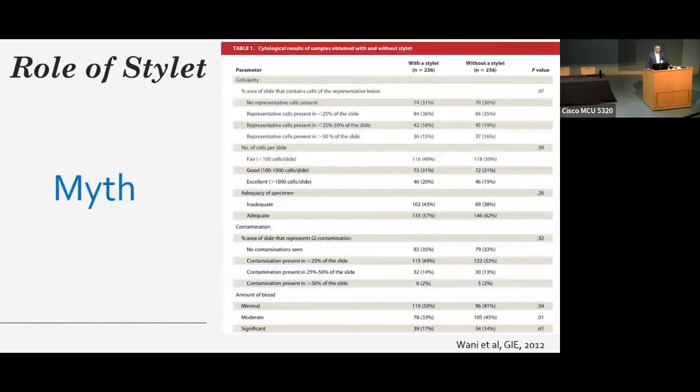So role of the stylet, actually we don't have strong evidence that the stylet makes any difference. So stylet versus no stylet. This is a very large study, 236 patients in each arm. And they looked at the cellularity, number of cells per slide, adequacy of the specimen, contamination. And what's the main thing? We don't see any difference in contamination between stylet and no stylet. Who published this study?